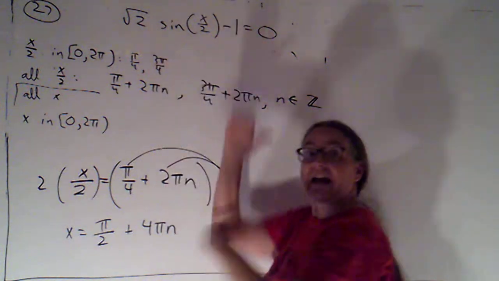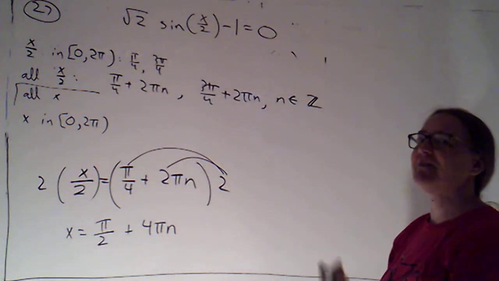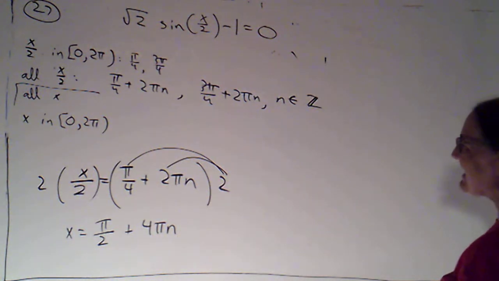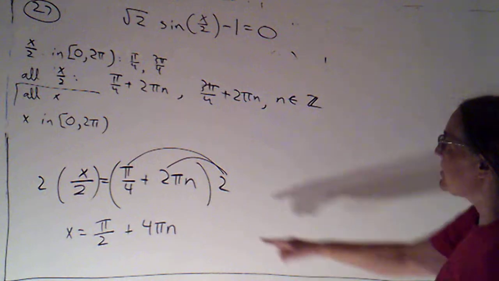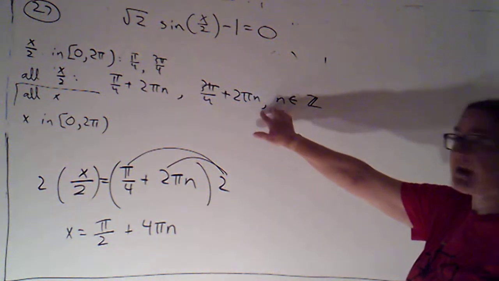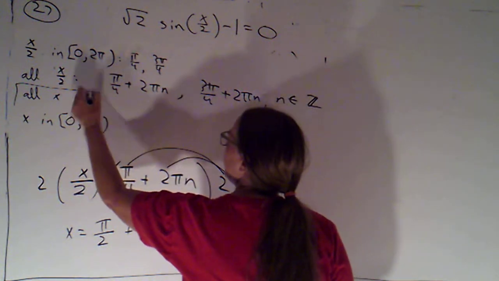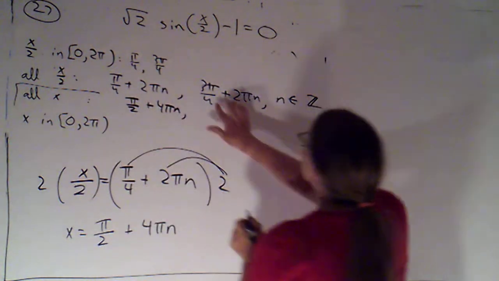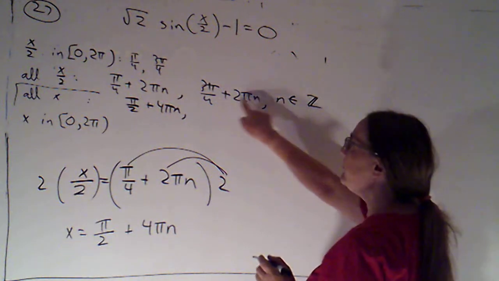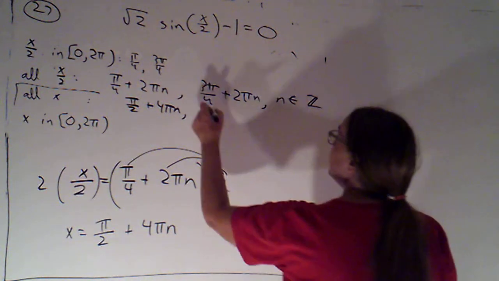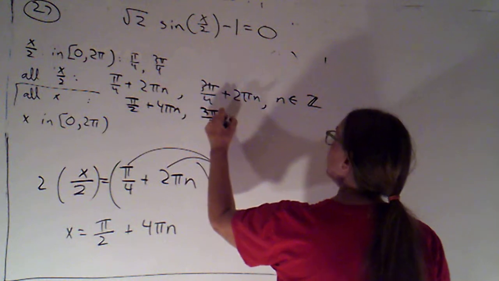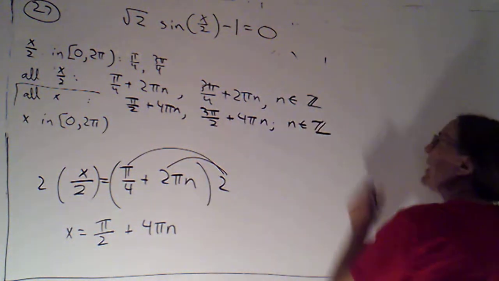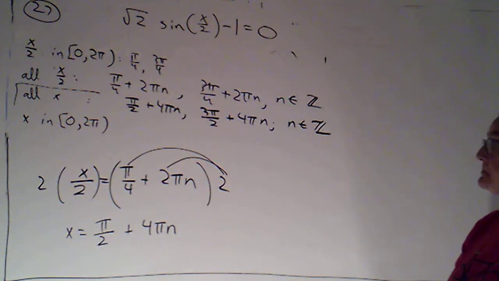Okay. So what's happening is we're adjusting for the period of this trig function. The period of sine of x is 2 pi. The period of sine of x over 2 is 4 pi. All right, excellent. So we could have that, and then I would have to do the same thing here. So let me just write out up here, all x, it could be pi over 2 plus 4 pi n. Doing the same thing here, I would be doubling both parts. So that would become 3 pi over 2 plus 4 pi n, where n is an integer.